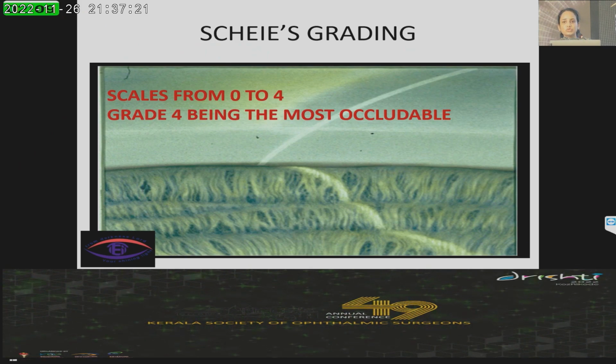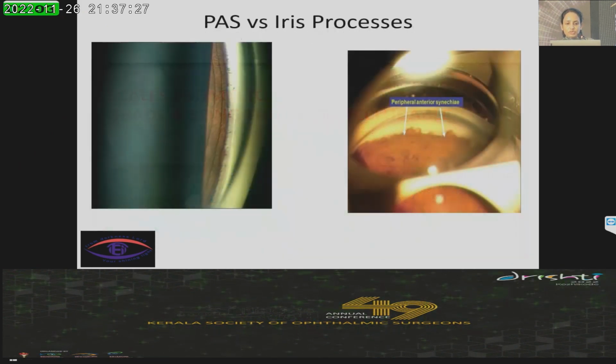Here the grade 4 is the most occludable one. So it is better to mention the structure which has been visualized in order to avoid confusion. So now, certain clinical scenarios.